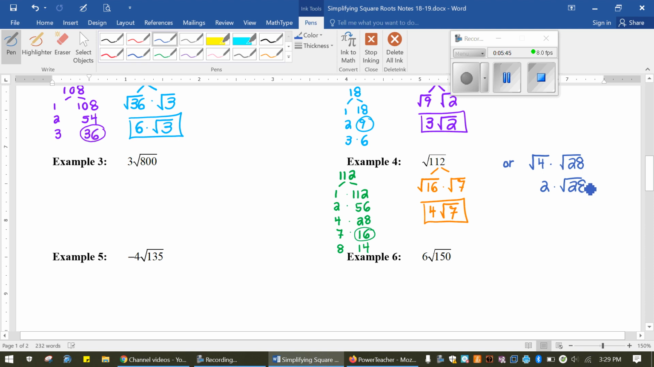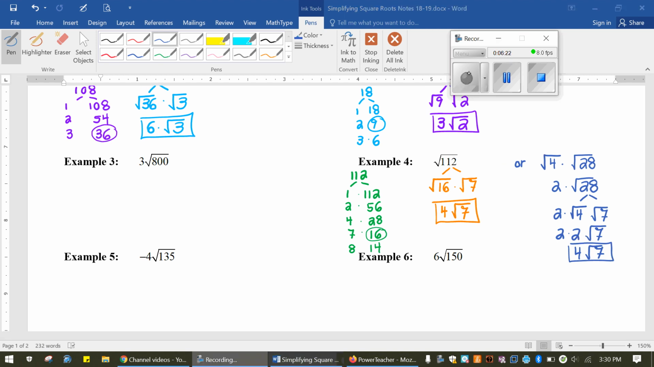And then this is where step 3 says if the number that's left under the radical doesn't have any perfect square factors, you'd be done. Well, this one does, because 28 is divisible by 4, which is a perfect square. So if you don't take out the largest perfect square factor, you're going to have to keep going. So this is 2 times 2 times square root of 7. You'd eventually get the same answer, but there's more work to it.